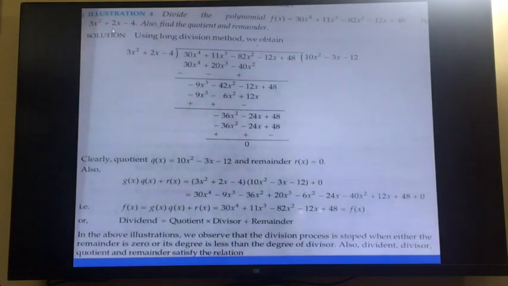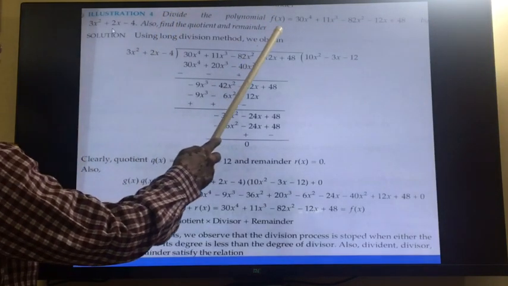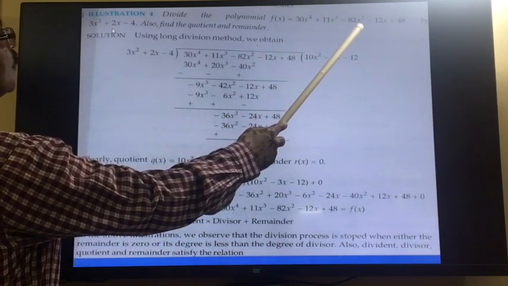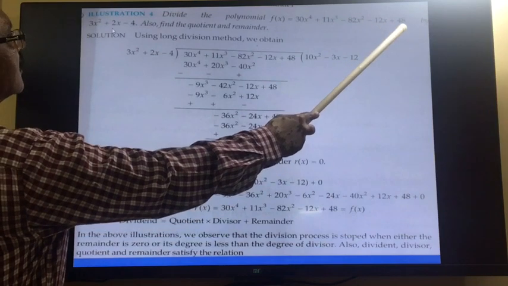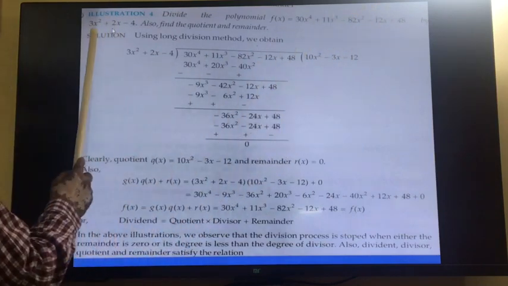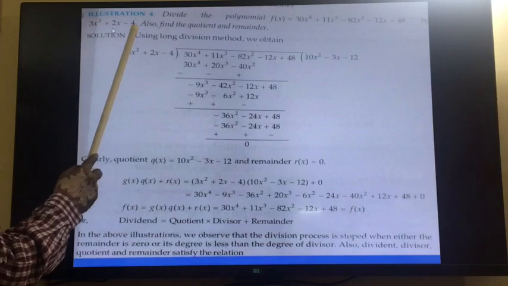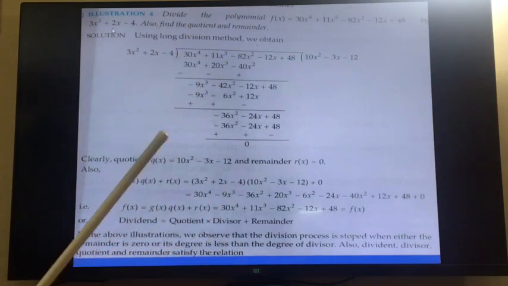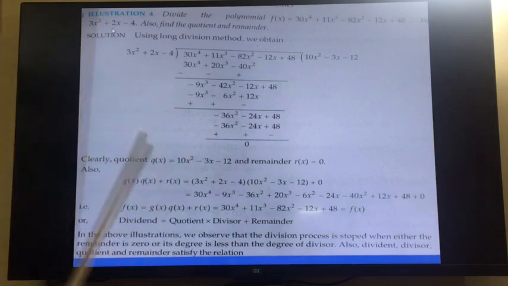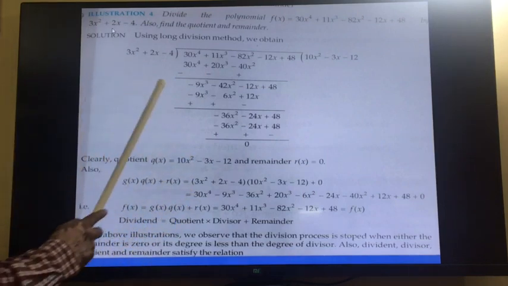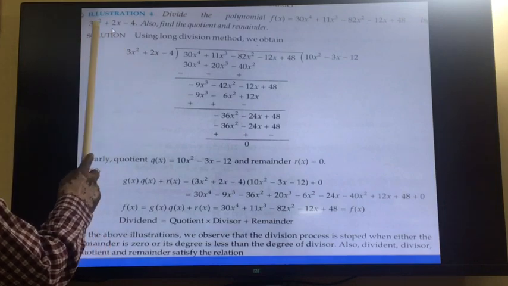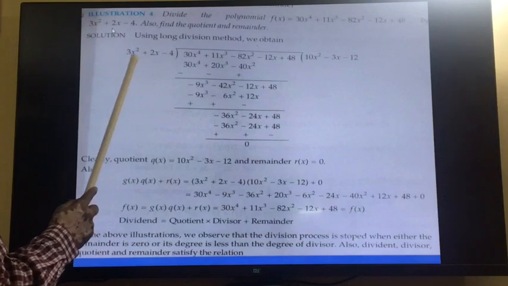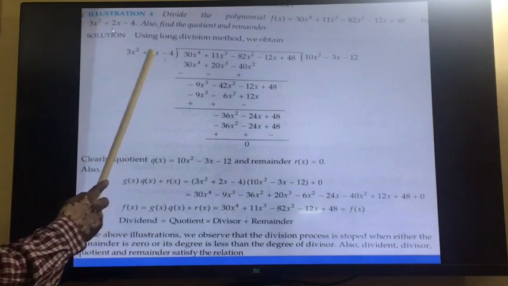See the next question. The question is: divide the polynomial f(x) equal to 30x to the power 4 plus 11x cube minus 82x square minus 12x plus 48 by 3x square plus 2x minus 4, and also find the quotient and the remainder. So in this case again we will find the quotient and remainder, but what will be the difference? You observe this. First of all you will see whether the divisor and the dividend both are written in the descending power of x or not.